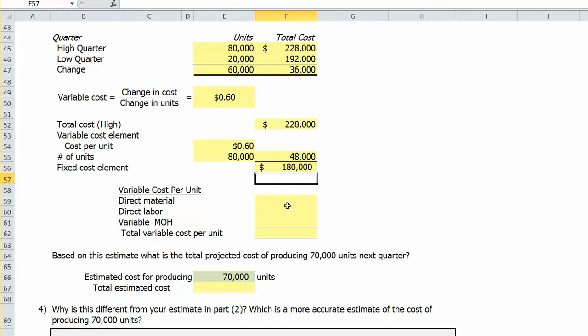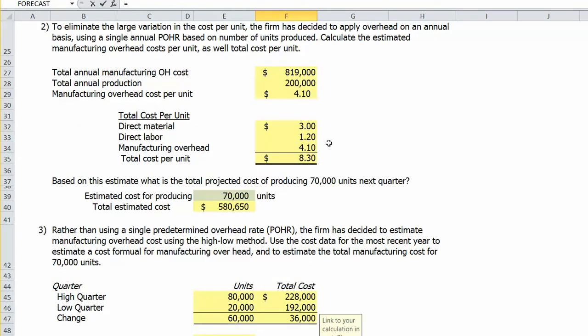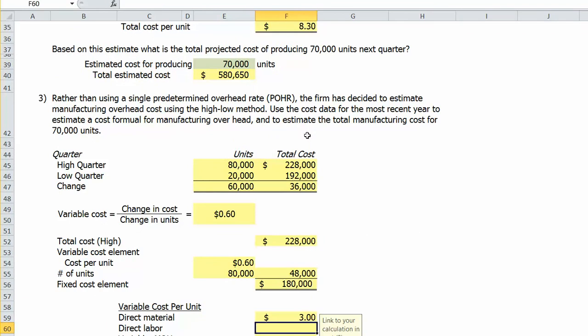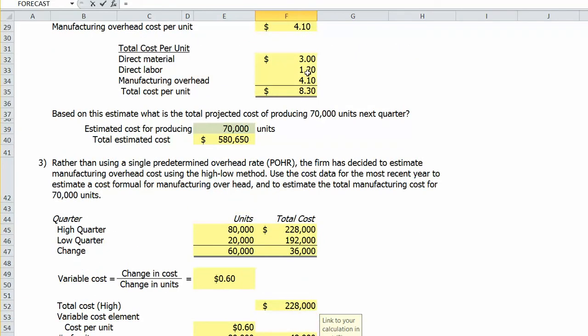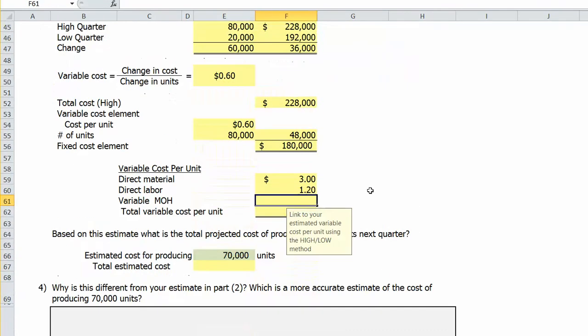On a per unit basis then, our direct materials, we calculated that up in the second part. That was $3 per unit. Direct labor was $1.20 per unit. Our variable manufacturing overhead cost, we've just estimated at 60 cents per unit. So our total variable cost per unit is the sum of those three, or $4.80.